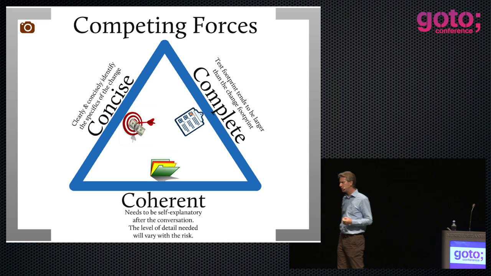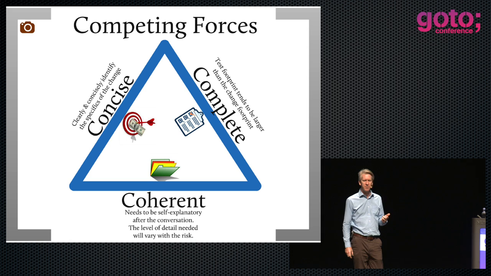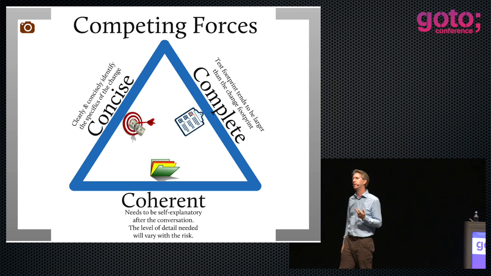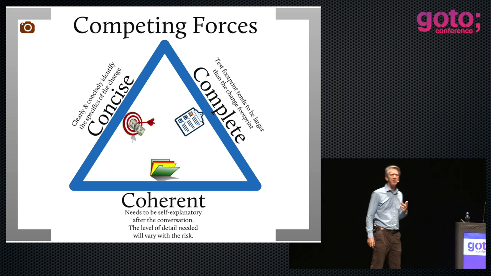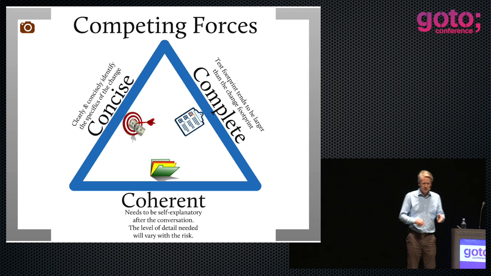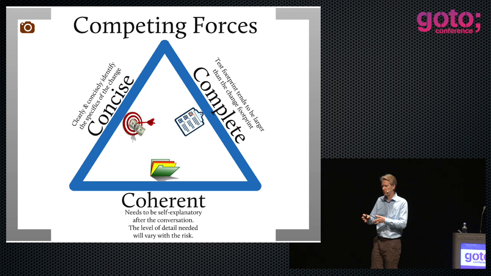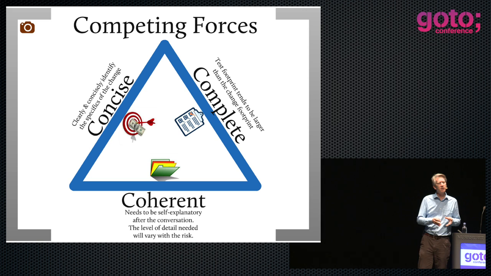Now, in these three roles of specification now, test soon, and documentation later, we need to be conscious that we're trying to create one item that serves all of those roles, but in those roles, there are competing forces at play. And the way I characterize this is that we're trying to find the right trade-off between how we serve each of these roles. So a specification needs to be concise, a test needs to be complete, and documentation needs to be coherent. I'm going to zoom into each of those in turn.